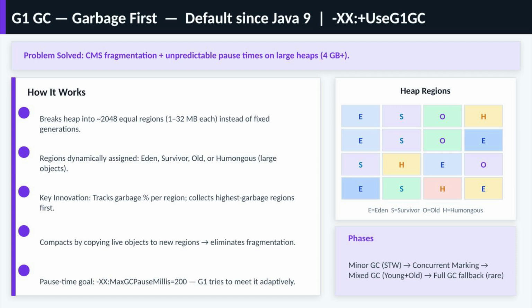Instead of fixed memory regions, the heap is divided into many equal-sized regions. The JVM tracks how much garbage exists in each region. Then it cleans the region with the highest garbage percentage first. This gives more predictable pause times and eliminates fragmentation through compaction. That is why G1 became the default GC from Java 9.